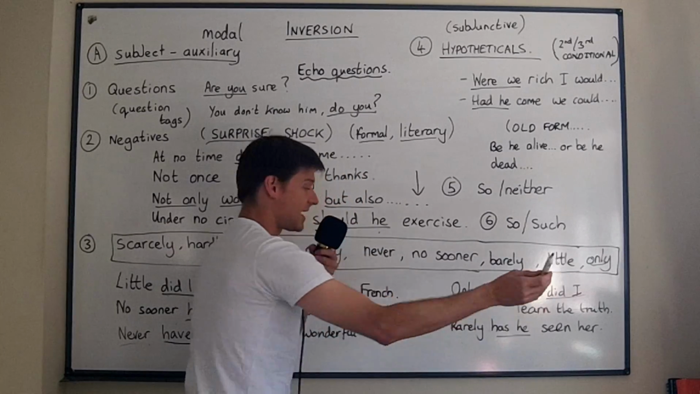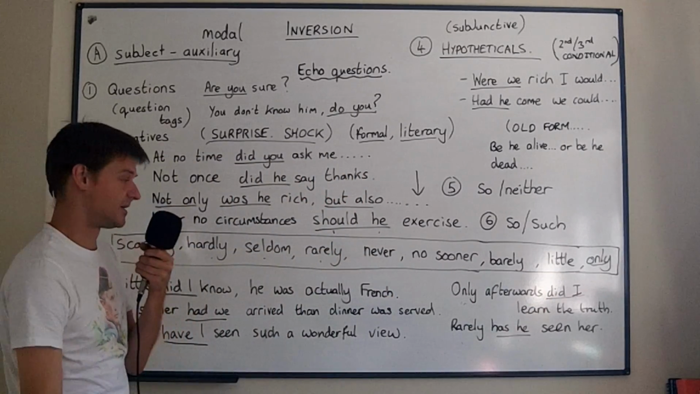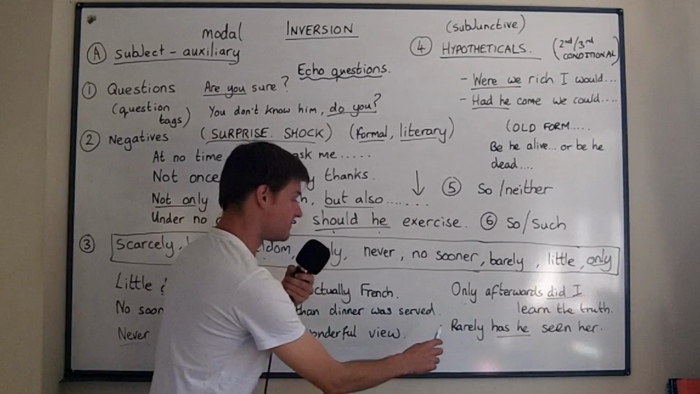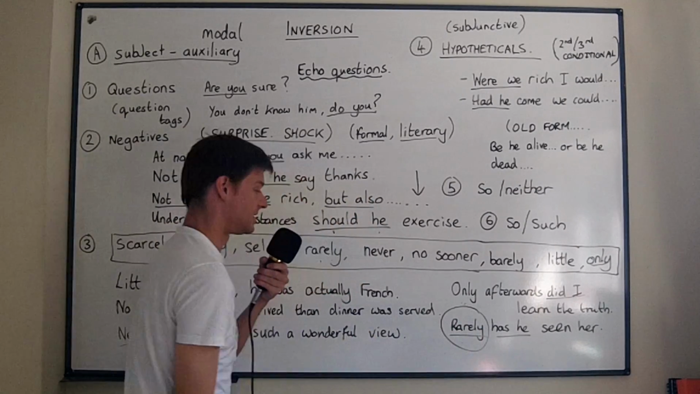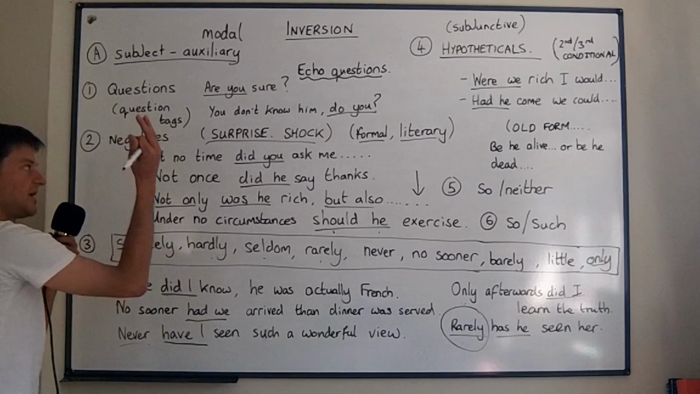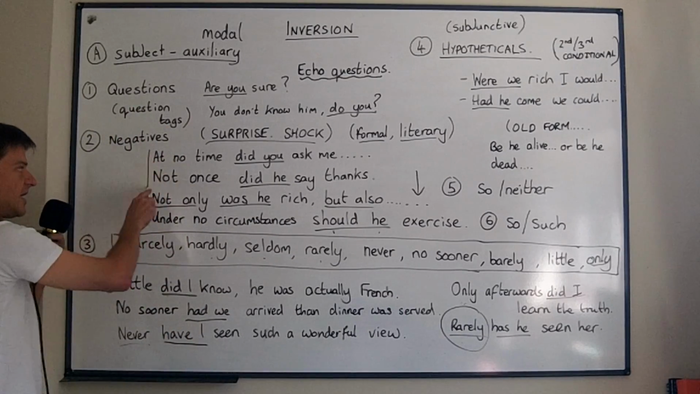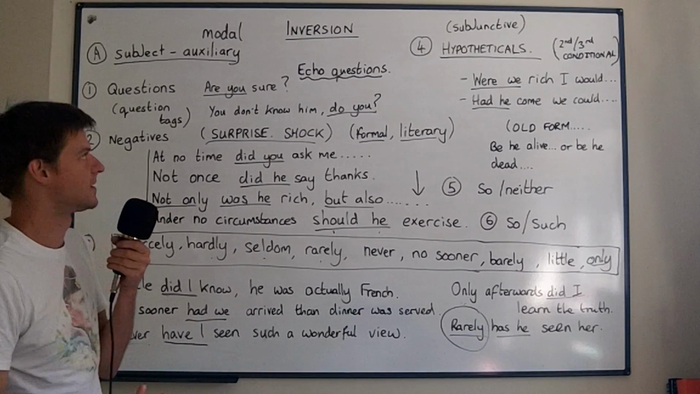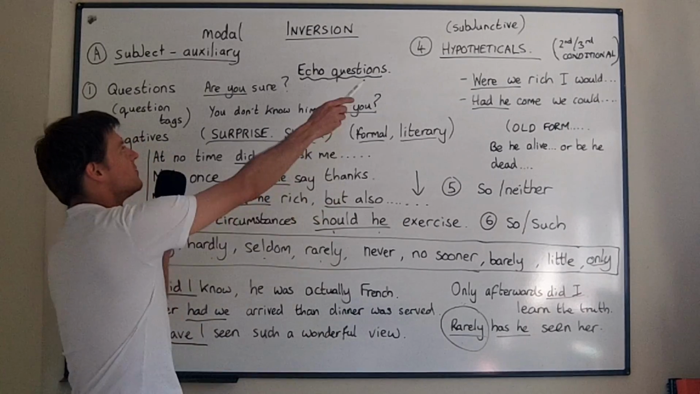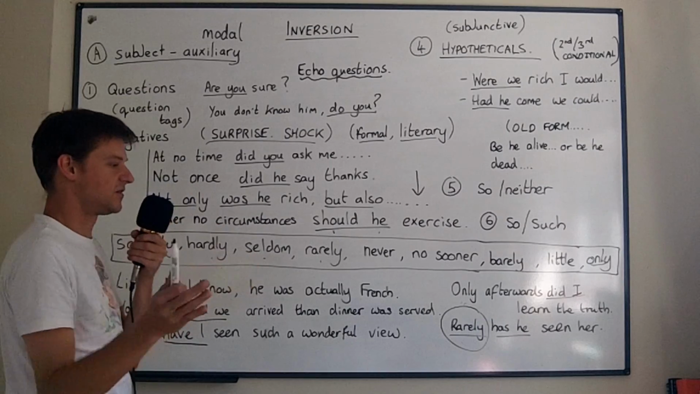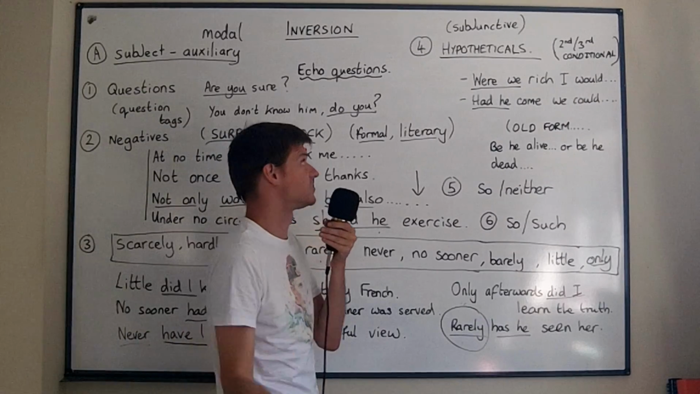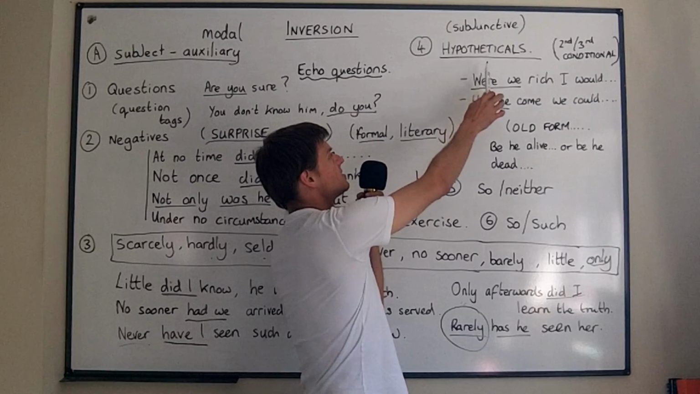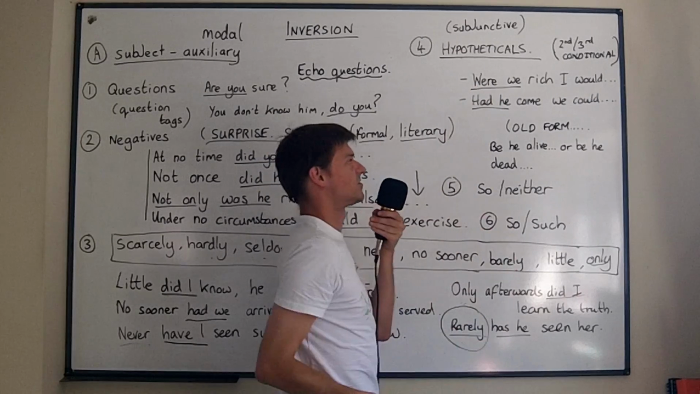And here, rarely has he seen her. This is a very simple example, but you're making it very, very strong, this word. It makes that word stronger. You're putting it in the first position, just like with the negatives, and it makes it stronger, more surprising, more shocking.